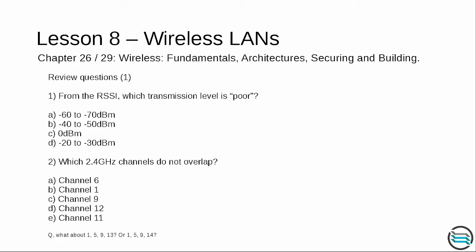First, review questions from the RSSI. Which transmission level is considered poor? And the answer is A, minus 60 to minus 70 dBm. It's very usable, but it's considered a poor signal. Where answer B is a very good signal, D is a loud signal. And too loud can also be problematic. And C I think is impossible, maybe unless you're sitting on the very tip of the antenna. But you will not see that in practice.